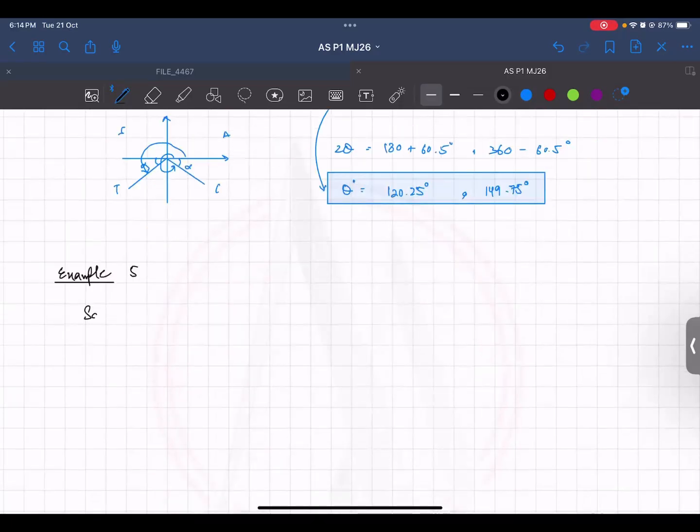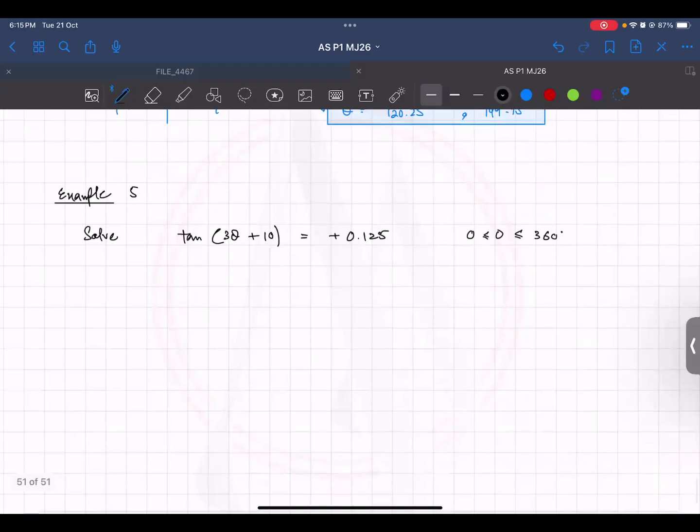If you have tan 3 theta plus 10, let's suppose it is equal to negative 0.125, and the range is, okay, I've made it even more interesting. Let's see what happens. So the thing inside your tan is 3 theta plus 10, and over here the range is given for theta.